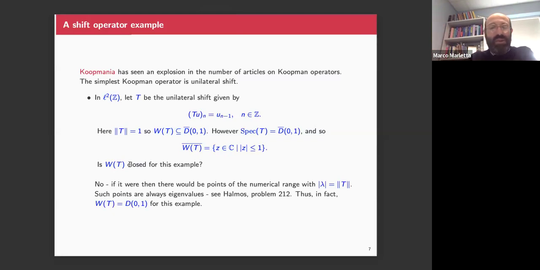One of the things I discovered about Lumer when I was looking at the Wikipedia page on Lumer before giving this talk is that he worked with Halmos. And in fact, if you look at Halmos's book of problems, you'll see that problem 212 is to show that if you have points in the numerical range whose modulus is equal to the norm of the operator, then these points are always eigenvalues. Now the unilateral shift doesn't have any eigenvalues in L2 of Z. And so for this case, the numerical range is actually the open unit disk.